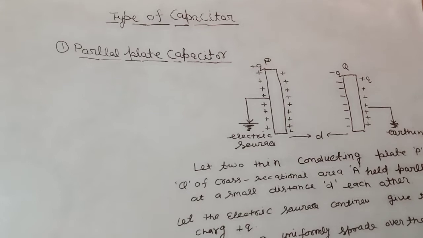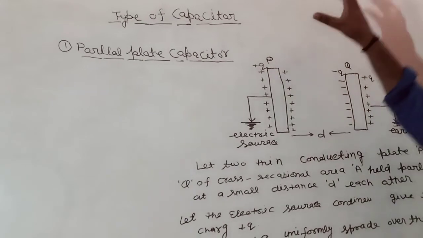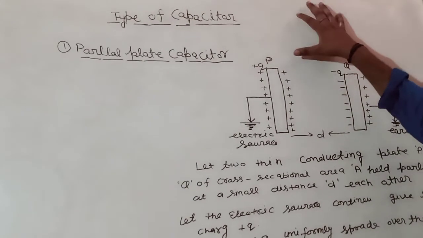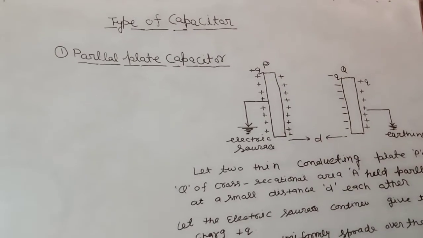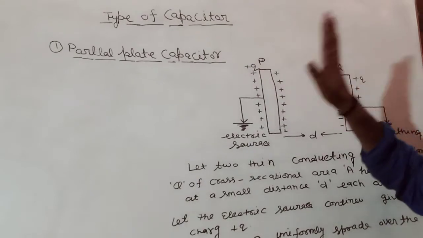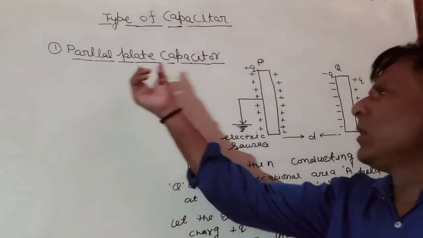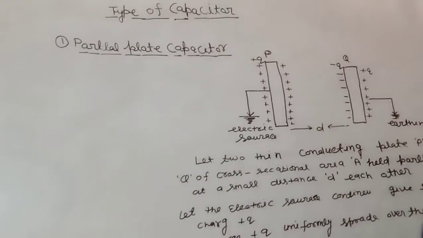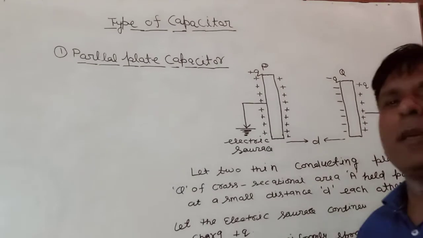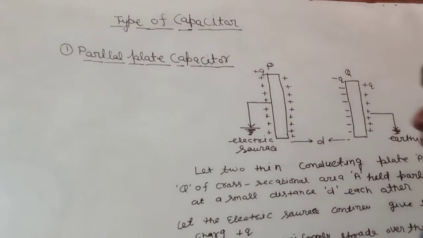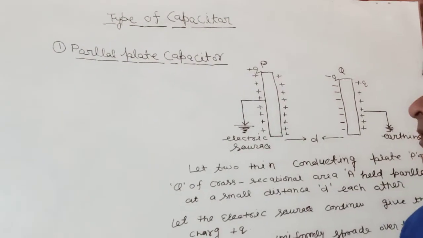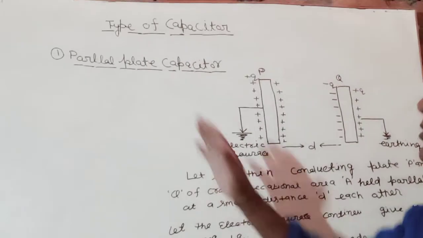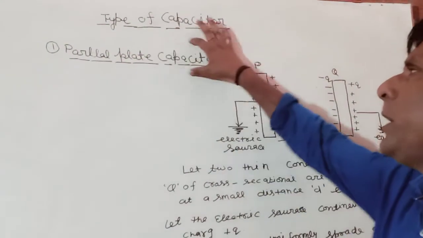Today we will discuss the types of capacitors. There are three types of capacitors. First, parallel plate capacitor. Second, spherical capacitor. And third, cylindrical capacitor. First, we discuss the parallel plate capacitor.